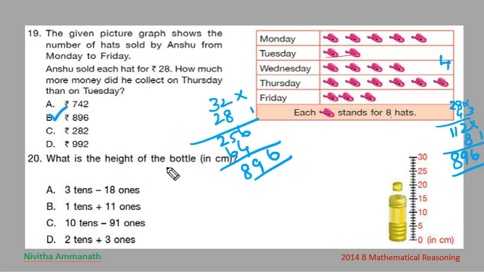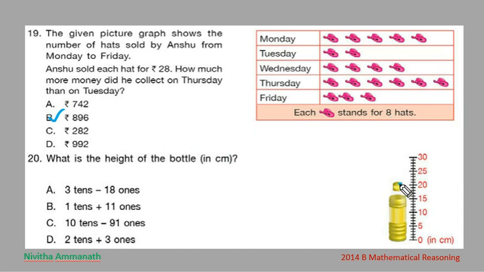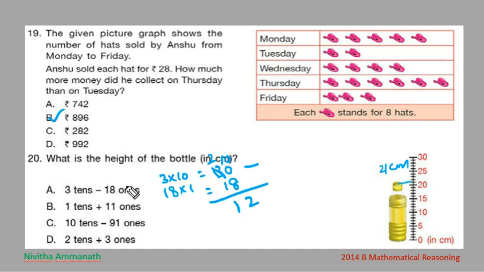Then next question, what is the height of the bottle in centimeter? Bottle height is 21. So 21 centimeter, which is the option. 3 tens means 3 into 10, that is 30, minus 18 ones means 18 into 1, that is 18. So 30 minus 18, that is here 0 minus 8 is not possible. So we take here from here 1. So here 2 and this 10. 10 minus 8, 2. Then 2 minus 1, 1. That is 12. Not correct. Here 21 is the answer.